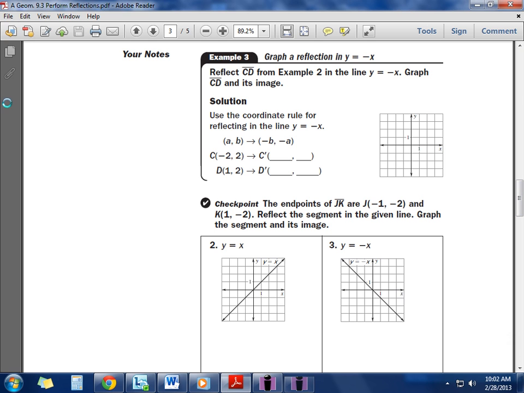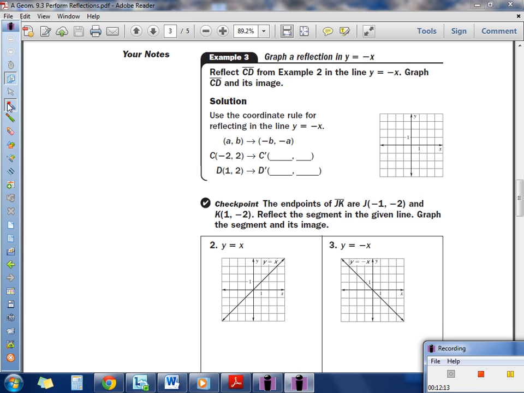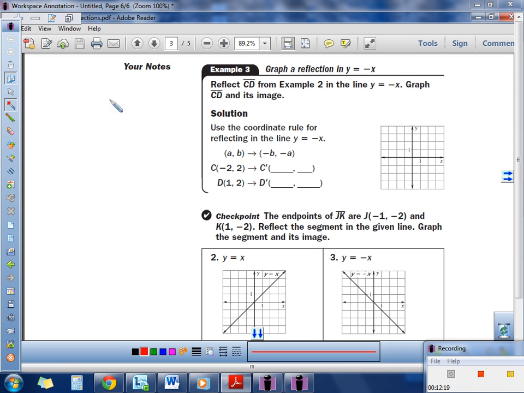On example 3, it says reflect CD from example 2 over the line y equals negative x. So we need to think about that line right there. It's a little bit different from what we had earlier. The earlier one was y equals x. This one is y equals negative x.